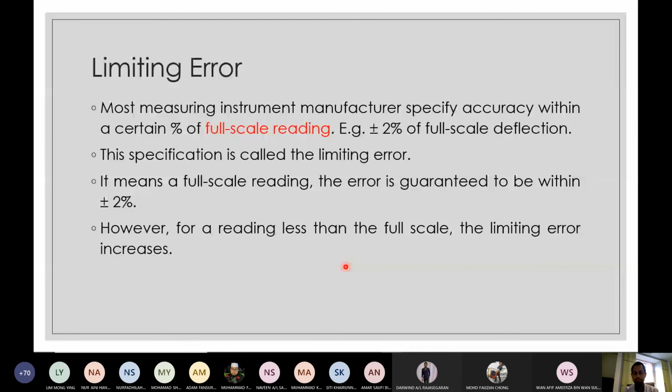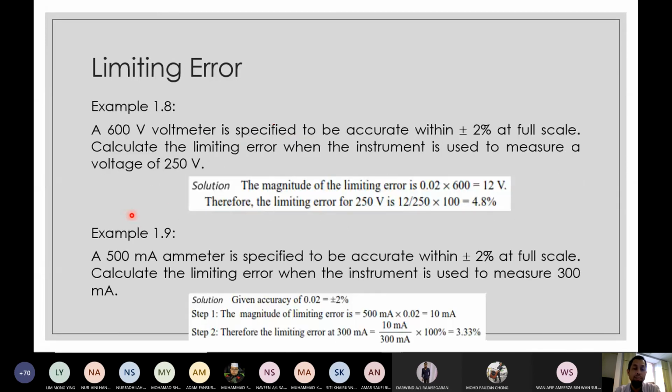Okay, a few more slides. I want to cover limiting error and summation of error. Limiting error basically refers to the full scale reading. Most measuring instruments specify accuracy within a certain percent of full scale reading, for example plus minus 2% of full scale deflection. So we call this limiting error. If you are doing a measurement which is not full scale, you need to consider the limiting error because your error will be increased.